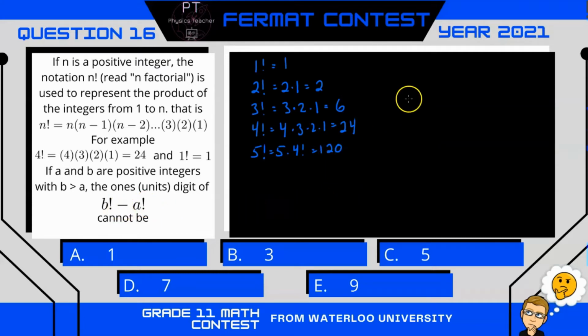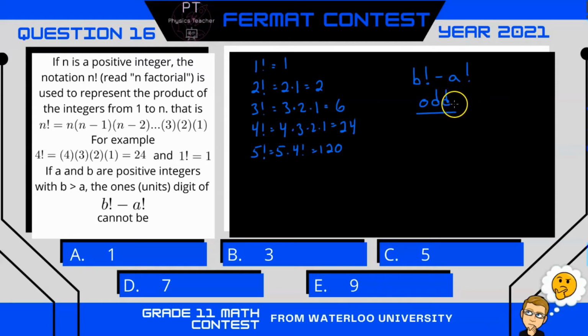Alright, but we want to know this: B factorial minus A factorial. What can that never be out of these 5 options? 1, 3, 5, 7, 9. Well, notice 1, 3, 5, 7, 9 are all odd numbers. So when could this be an odd number? Well, you can only get an odd number if one of the numbers is even and you subtract another number that is odd, or vice versa.